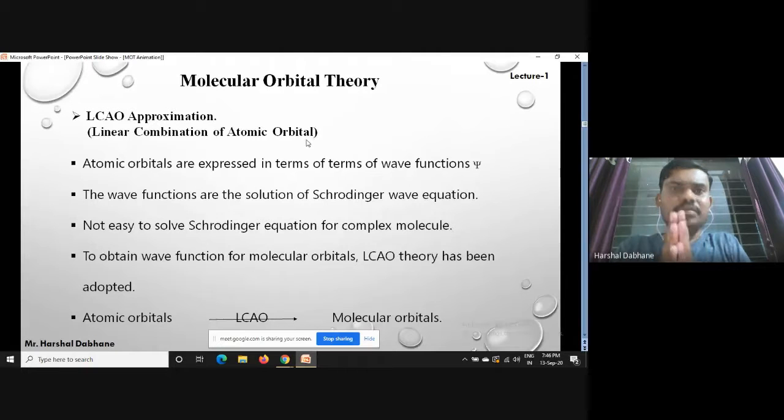Due to the linear combination, and what we got? We got the molecular orbital. So we have so many points over here, but I thought you can't understand this, so I will tell you by just saying the molecular orbital diagram.